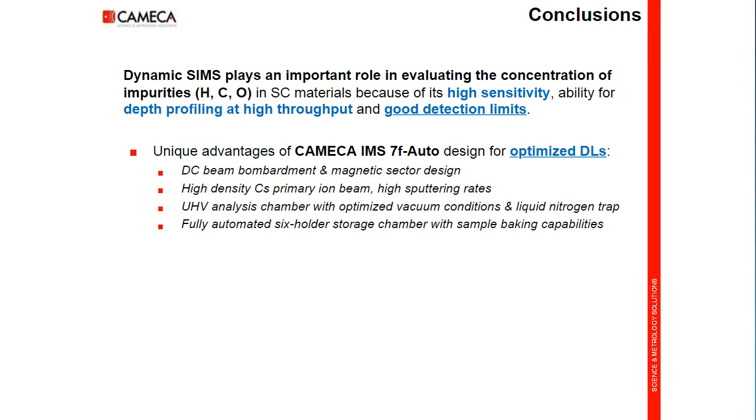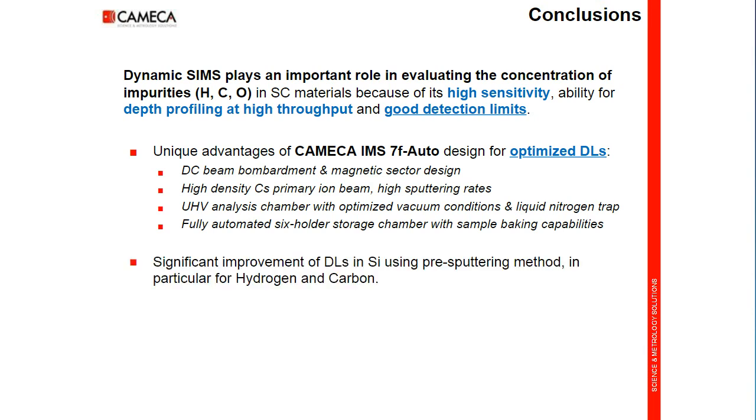Data in this talk show that significant improvement of detection limits in silicon could be achieved using the pre-sputtering method, in particular for hydrogen and carbon. Further investigation is required in order to optimize the pre-sputtering protocol.